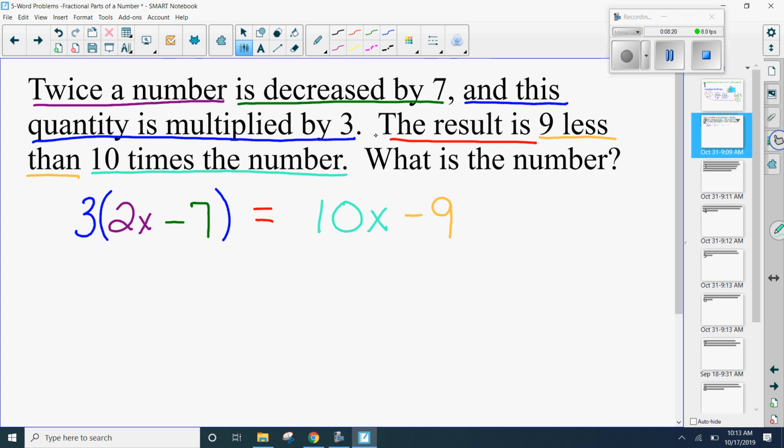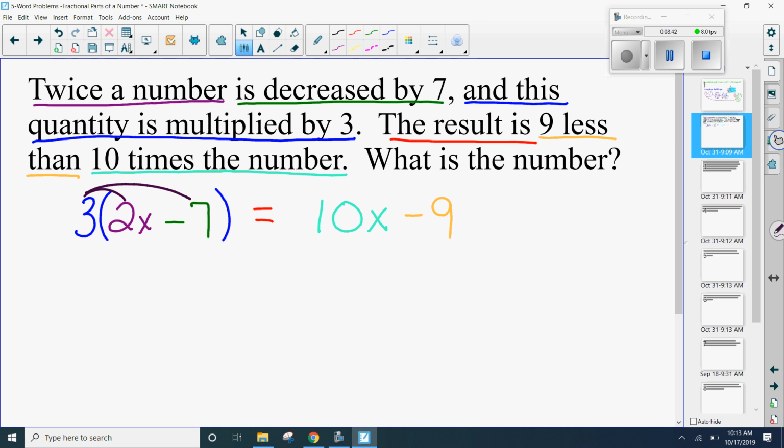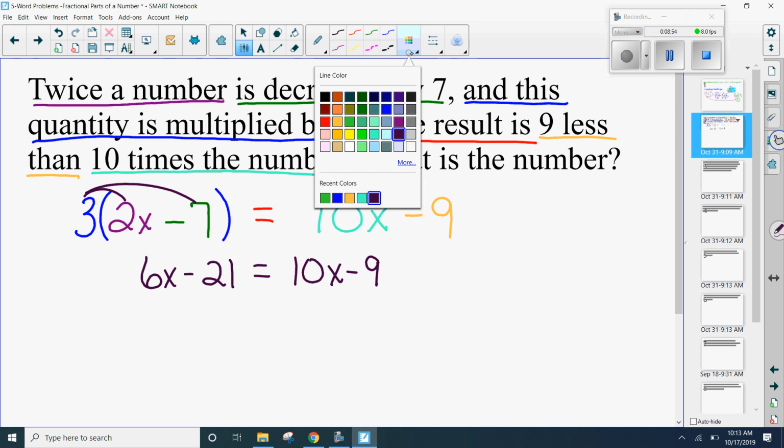You have an equation. That's working with a word problem, converting it into an equation. But the question says not what is the equation, what's it say? What is the number? So what do we have to do after we get that set up? Now we got to find x. Now we have to solve. So if we solve, what's the first step you need to do? Yeah, we're going to do the distributive property, which is going to give you 6x minus 21. And the right-hand side is already simplified with 10x minus 9. What's the next thing you do?